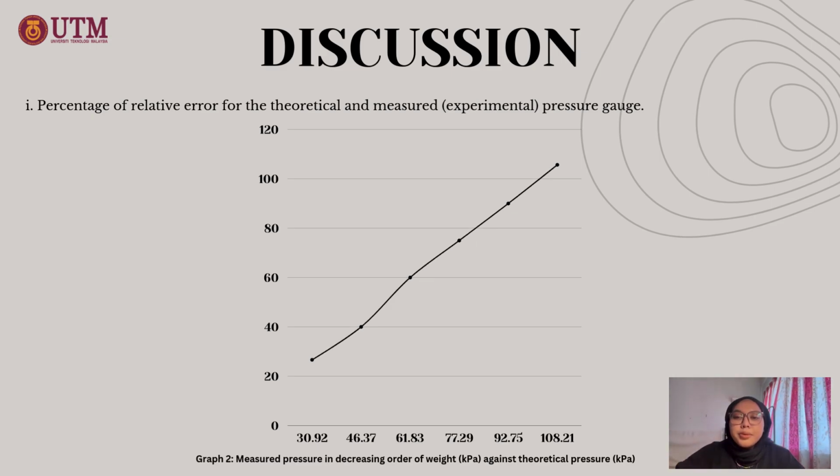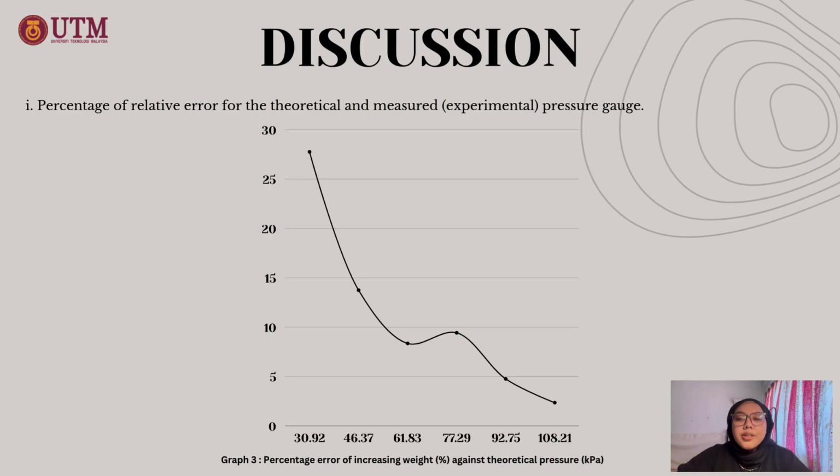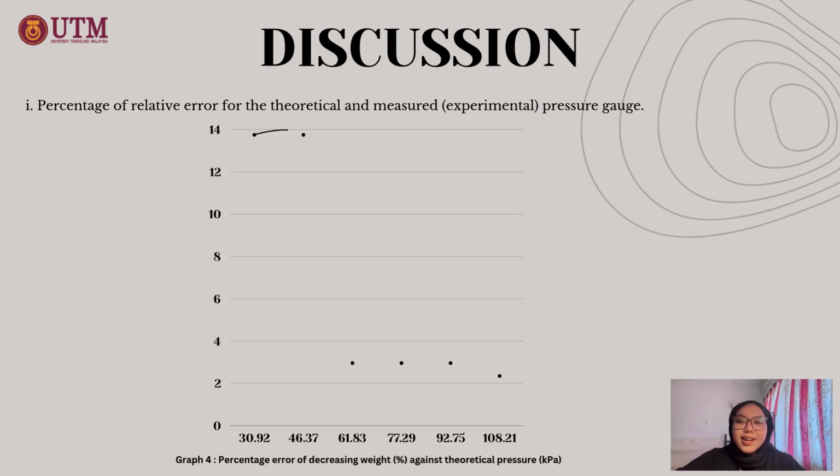Using the same Table 1, Graph 2 is tabulated on the measured pressure in decreasing order of weight in the unit of kPa against the theoretical pressure in the unit of kPa. While Graph 3 uses the percentage error of increasing weight in percent against the theoretical pressure in kPa. Lastly, Graph 4 is tabulated using the percentage error of decreasing weight in percentage against the theoretical pressure, which is in kPa.